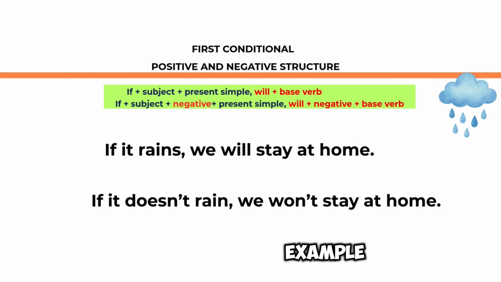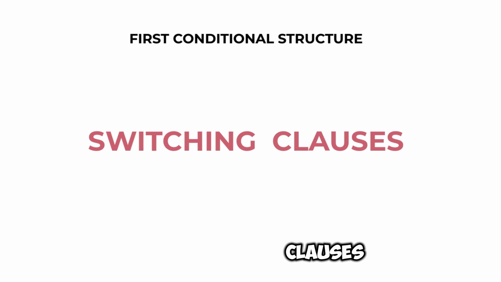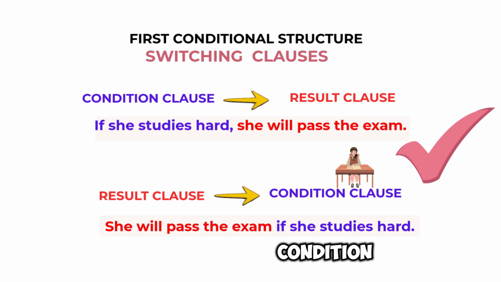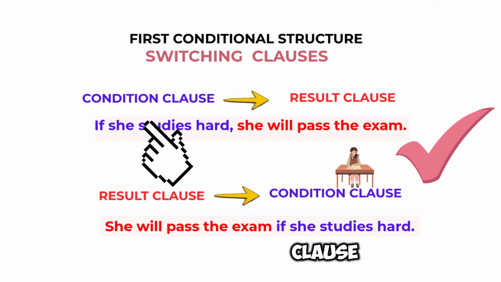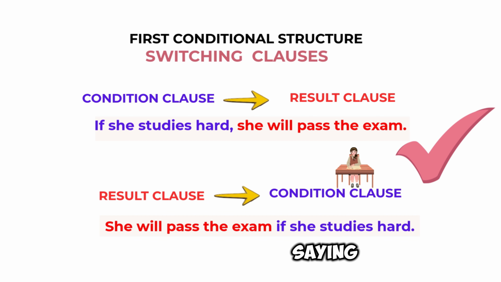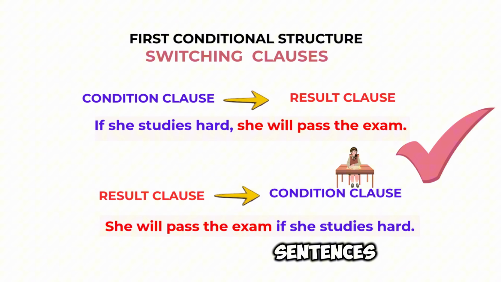Here is another example. If it rains, we will stay home. If it doesn't rain, we won't stay home. Switching clauses. We discussed that already a little bit. That just means switching the order of clauses when the result clause comes before the condition clause. So you can say, if she studies hard, she will pass the exam. If she studies hard is the condition clause, and the result is she will pass the exam. But you can also start with the result clause by saying, she will pass the exam if she studies hard. Both sentences are correct.